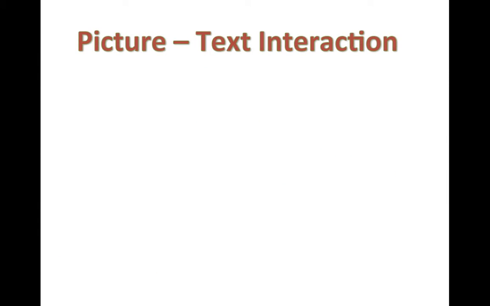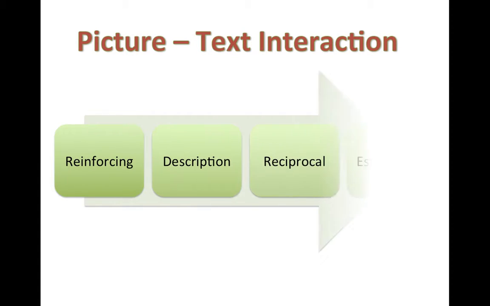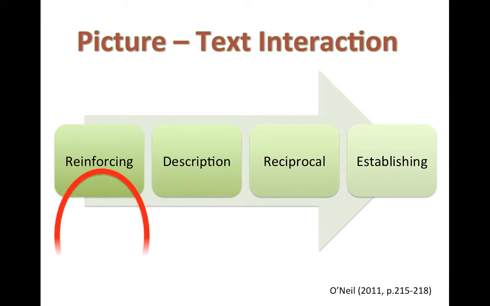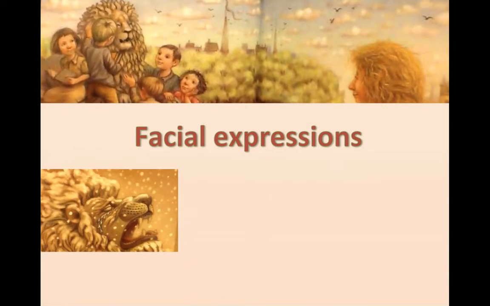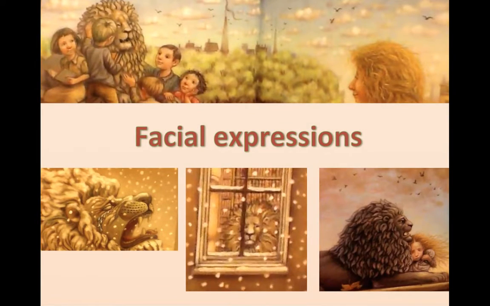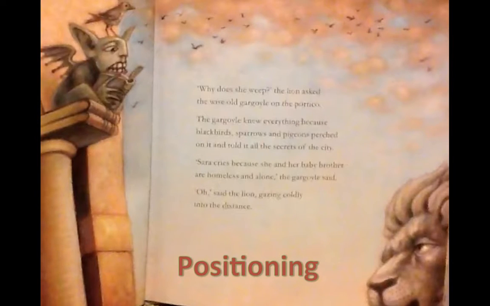Be ready to pause this video because we're going to rapid fire you with pedagogy. The Stone Lion is the perfect launching platform for visual literacy because it encapsulates the reinforcing stage of picture-text interactions. Reinforcing. You want more examples? Facial expressions. Conveying realistic depictions of emotions on both human and non-human faces. Positioning. How the illustrator uses positioning to reinforce the relationships between characters.